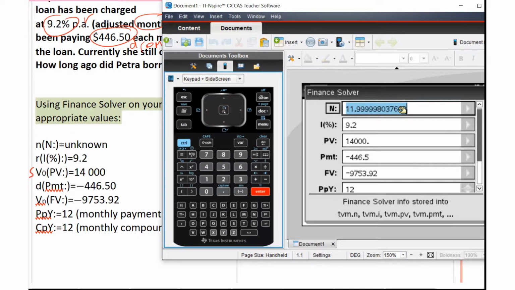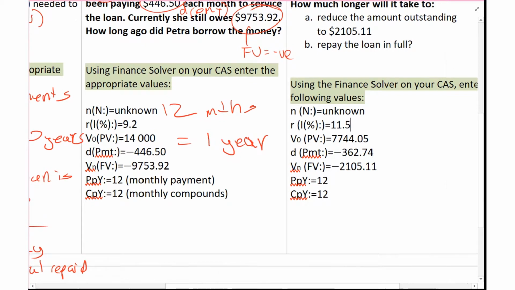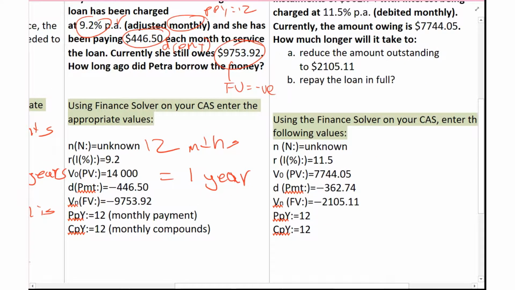And what I find the answer is 11.999. So that is going to be 12. Okay, so 12 months equals 1 year. So he's had the loan for the past 12 months, so for 1 year. That's that sort of example.